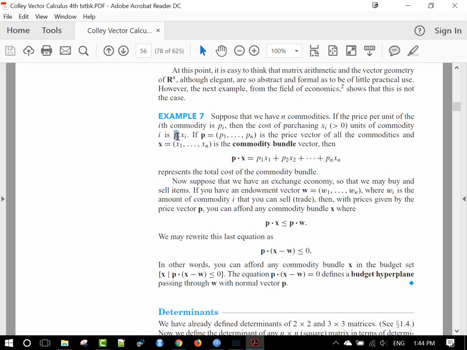So if we purchase P items at a cost of, if we purchase X sub I items at the price P sub I, then the cost is this.